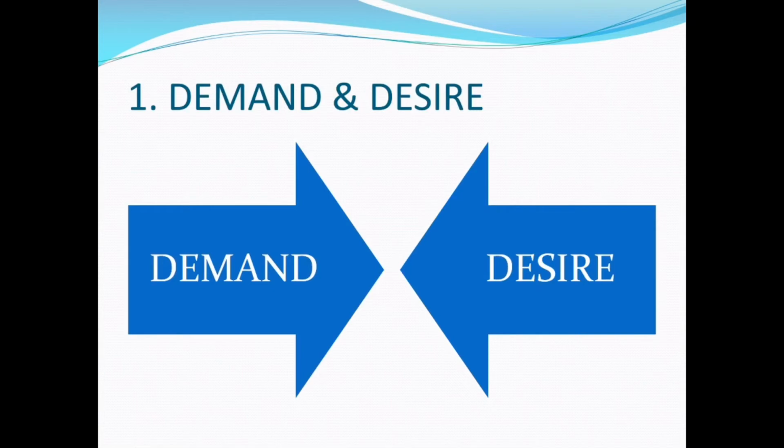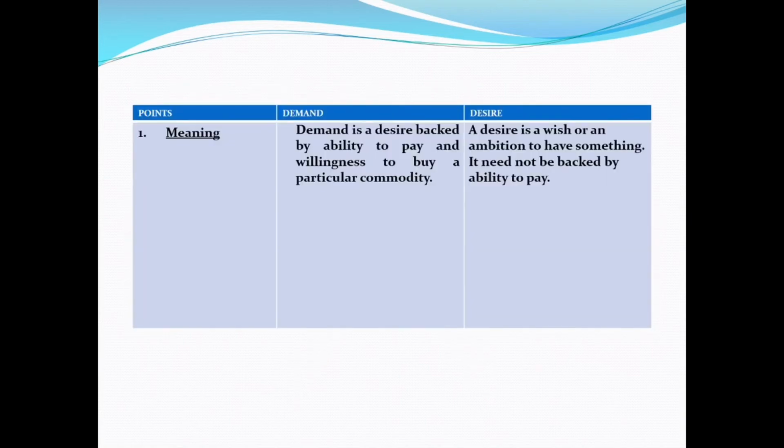Let us have a look at some of the important points which will help us in differentiating demand and desire. The first point is the meaning of demand and desire. Demand is a desire backed by ability to pay and willingness to buy a particular commodity. Whereas, on the other hand, a desire is a wish or an ambition to have something. Yes, a desire is a completely simple ambition to have a particular thing. It need not be backed by ability to pay, and thus all desires are not demand.